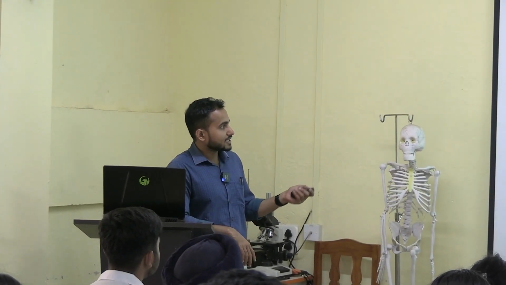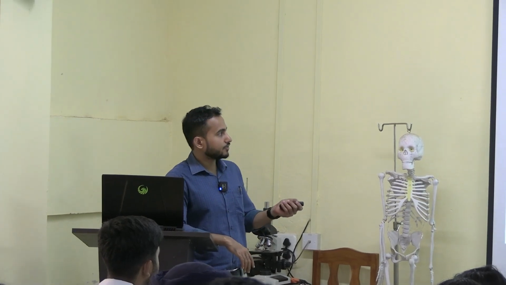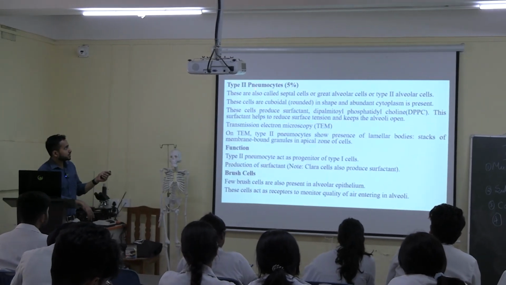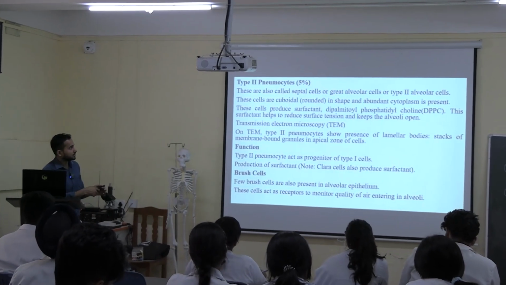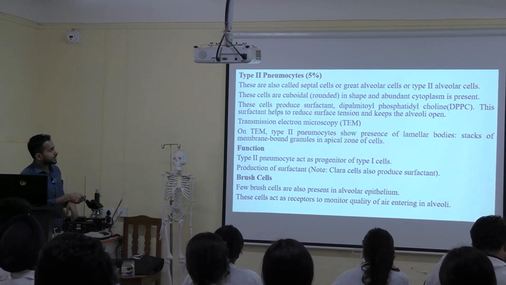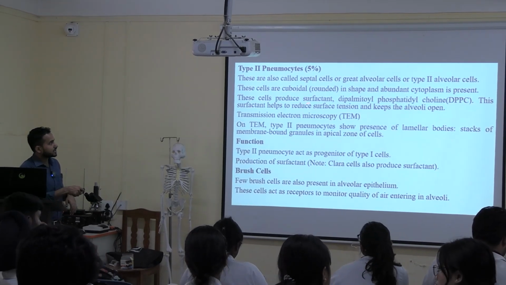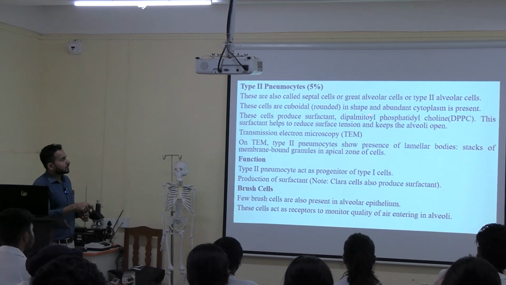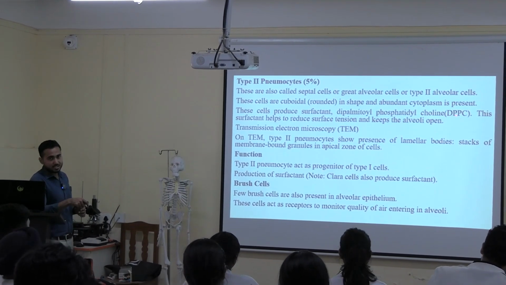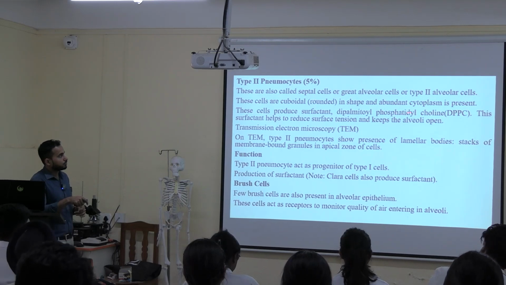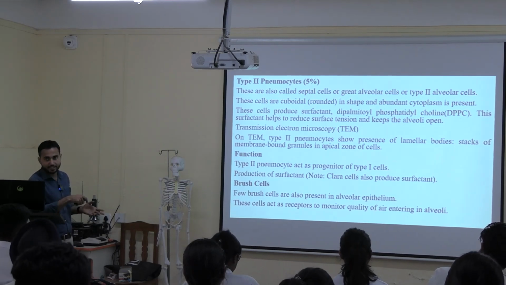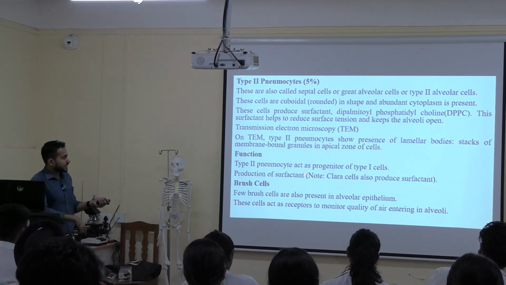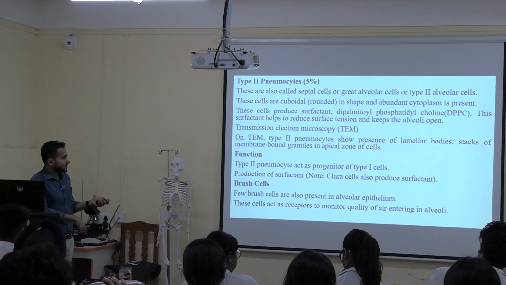These particular cells are held together with the help of occluding junctions, which are a type of cell junction. Type 2 pneumocytes are only 5%. What is their function? They secrete surfactant. Now, what is the name of the surfactant? Dipalmitoyl phosphatidylcholine, also called DPPC. This is the composition of the surfactant produced by the type 2 pneumocytes. Type 2 pneumocytes also act as progenitors of type 1 cells.